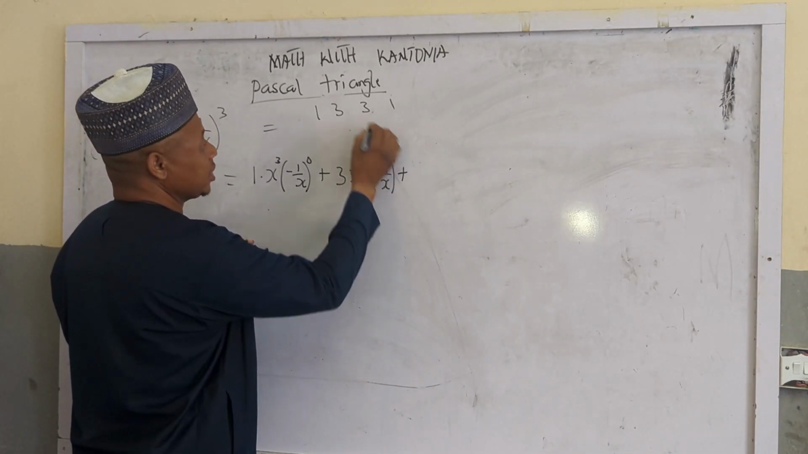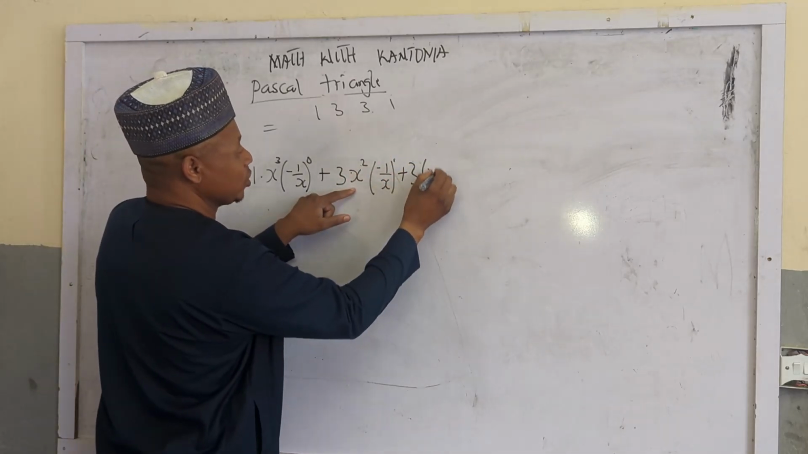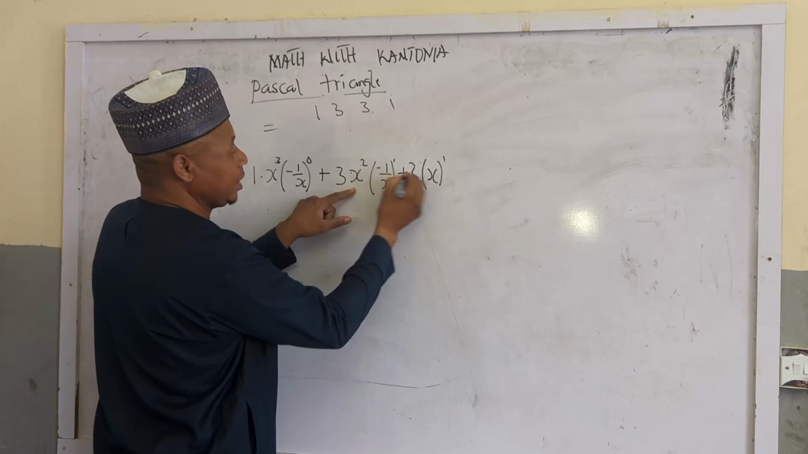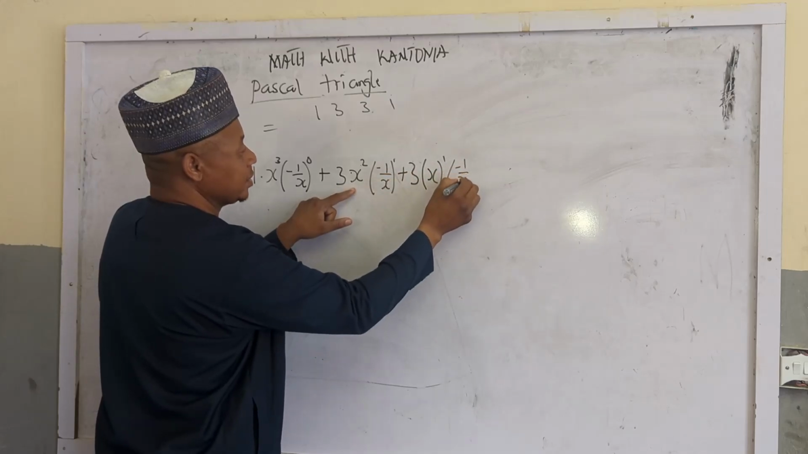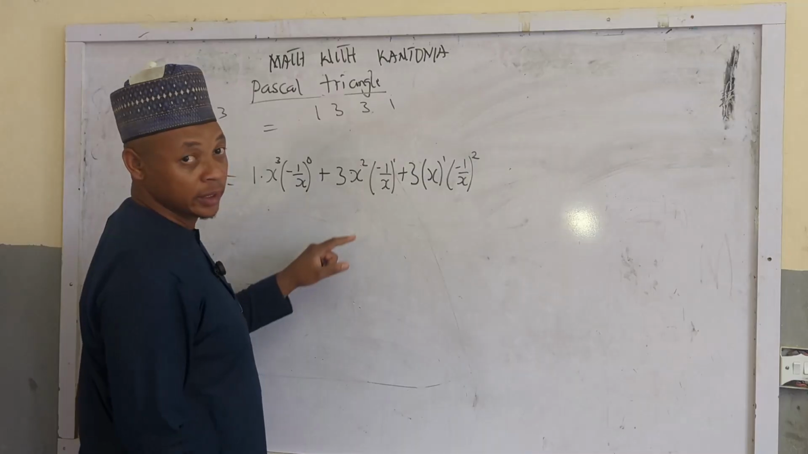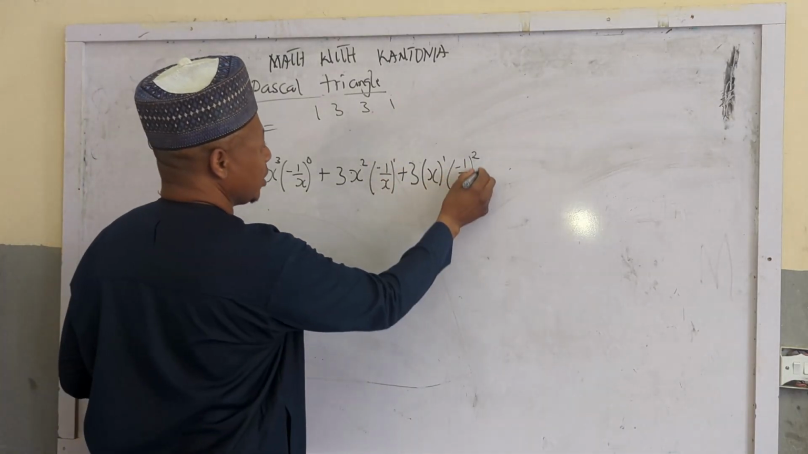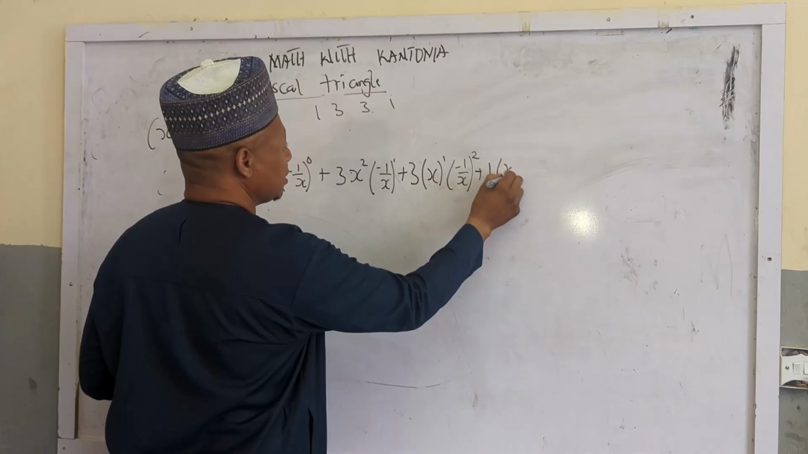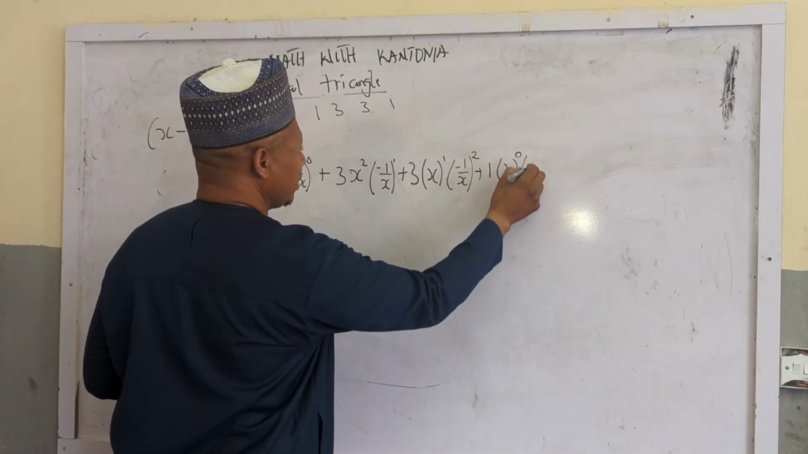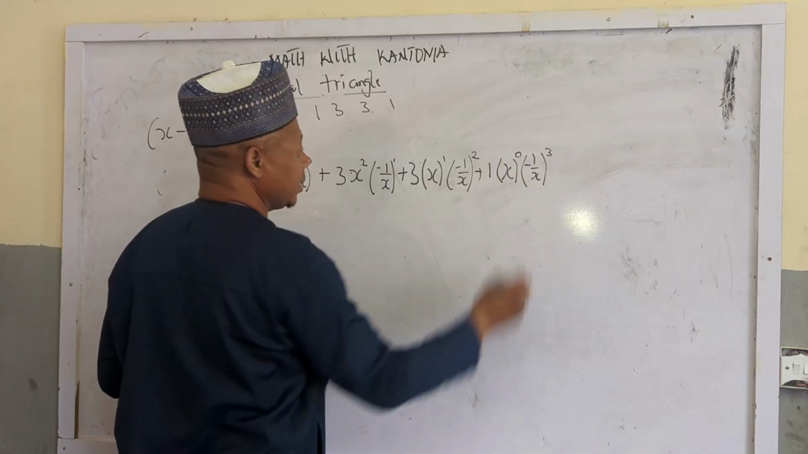Then we have plus. The next coefficient is also 3 times this x, which will be decreasing, so we have x raised to the power of 1 now. Then minus 1 over x raised to the power of, instead of 1, it will be increasing by 1, so it will now be x raised to the power of 2. So the next coefficient is 1. We have plus 1 times x raised to the power of 0 now, times minus 1 over x raised to the power of 3.